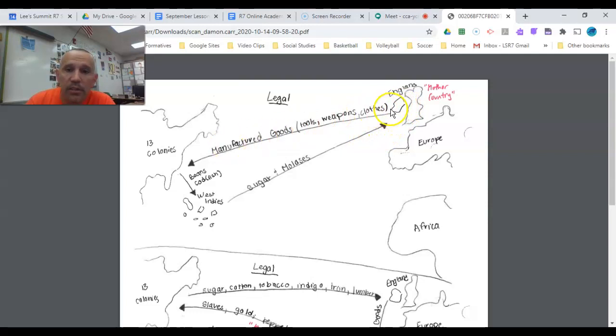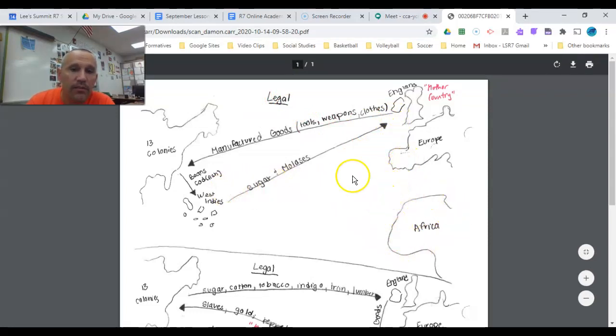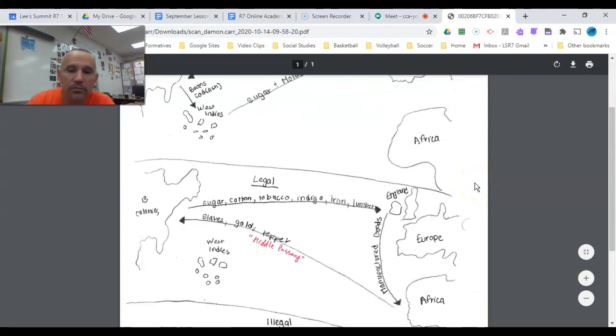And then the route would just continue on again. Manufactured goods, drop those off, pick up beans and cod, take them down to feed the enslaved Africans working the sugarcane plantation, load up with sugar and molasses, send that back to the mother country. So that's one legal trade route. Now you'll notice that Africa was not involved in this trade route. It's going to be involved in the next one that I show you.